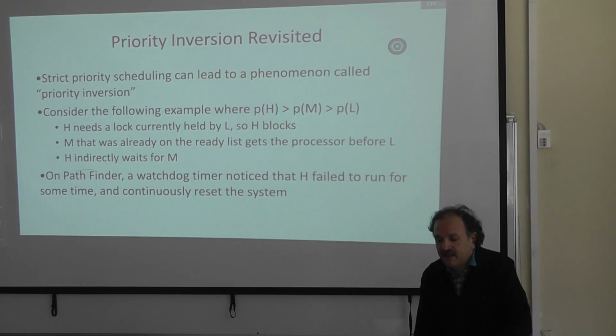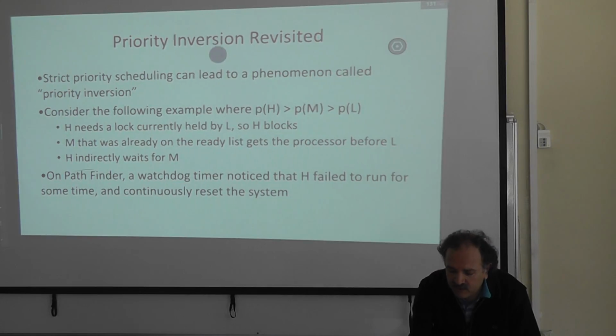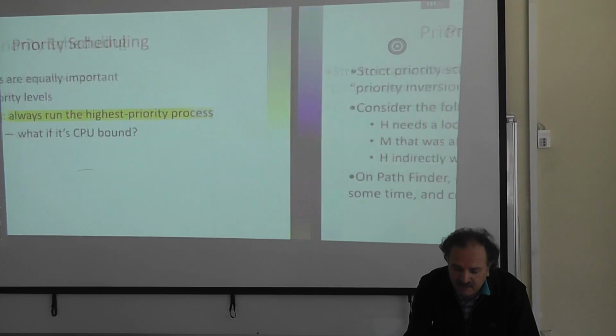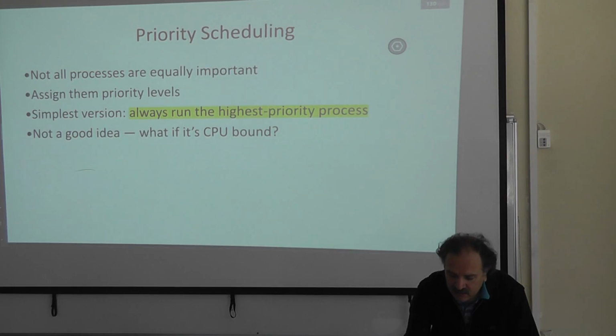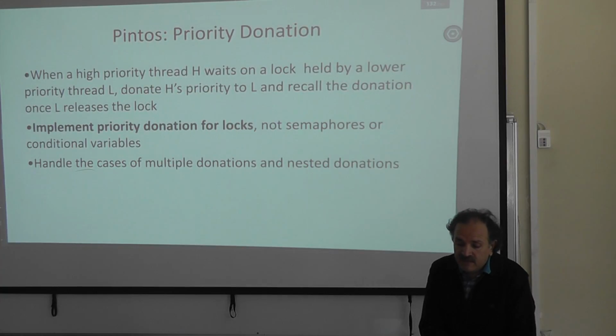And this is not a made-up case. People have seen examples of this problem on very, very rare occasions. On some space vehicles, we had seen these problems happening. Okay? So priority inversion is a problem with the priority scheduling algorithms. Okay, there is one solution to this problem.